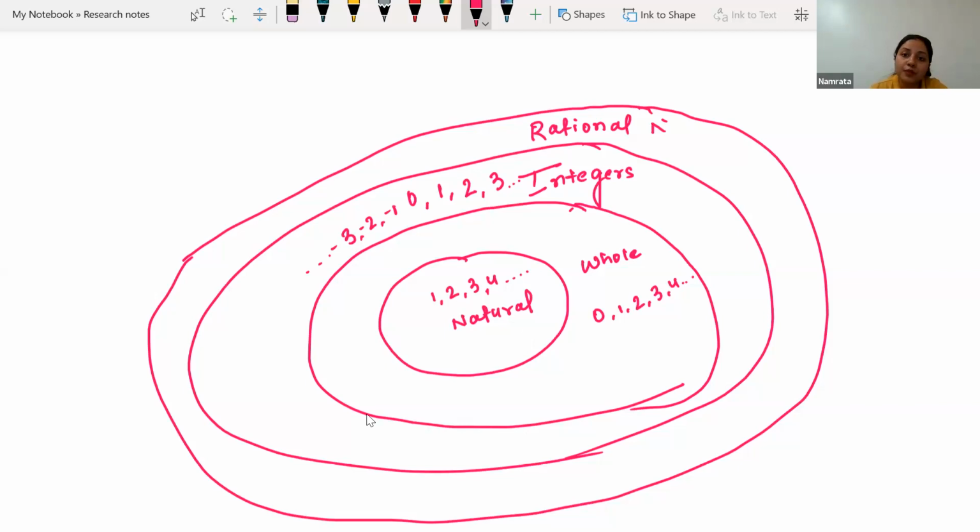The numbers which we can write in the form of P by Q are rational numbers, where P and Q are integers. So if I write P as any integer, let's say 2, and Q as any other integer, let's say minus 3, this one is a rational number.